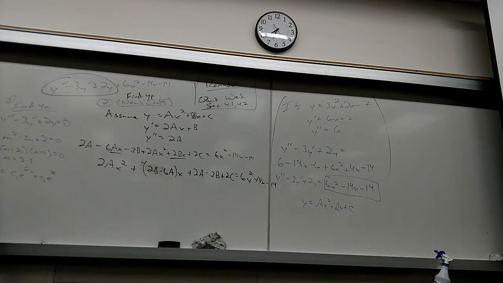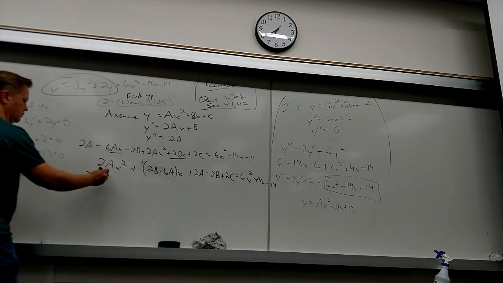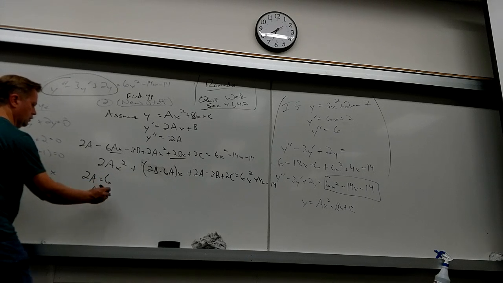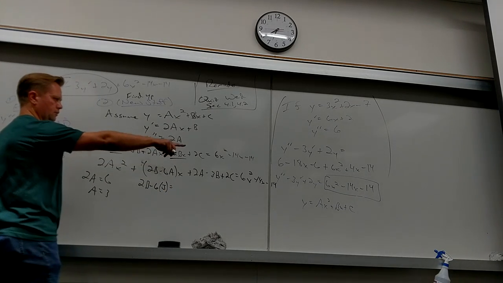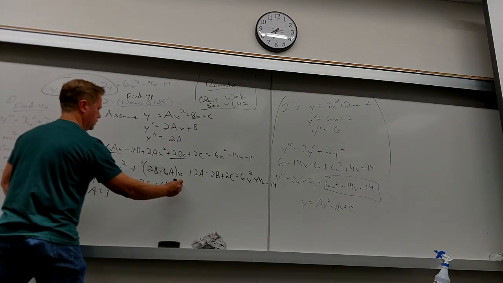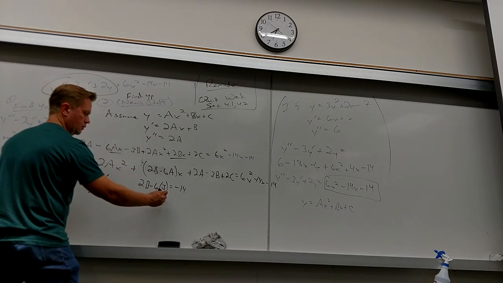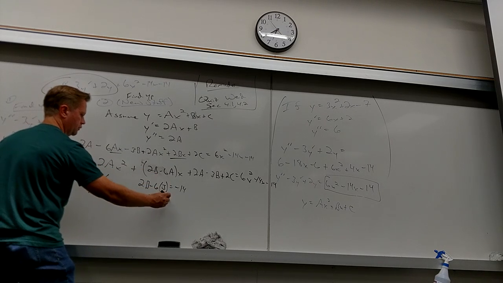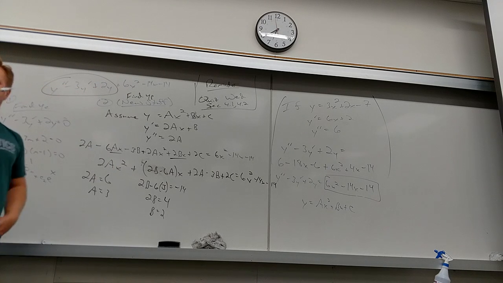So now you just equate coefficients, figure out what A, B, and C are. You guys see what's happening? So now 2a has to equal 6. So A is 3, which is really nice. 2b minus 6 times 3 has to equal negative 14. So 2b has to equal minus 18 plus 8, so 4. So b is 2. A is 3, B is 2. So far it looks good.